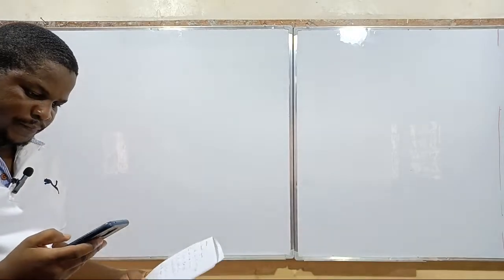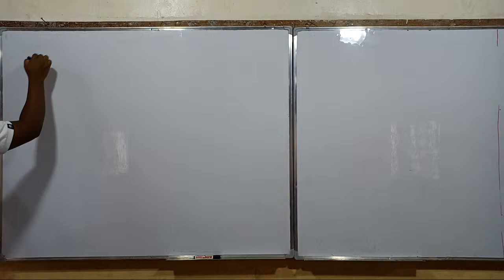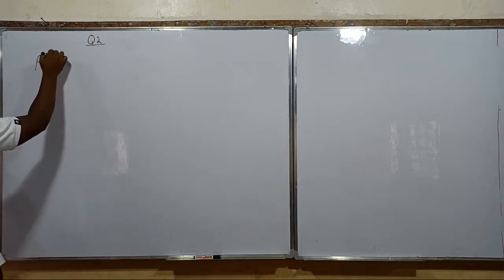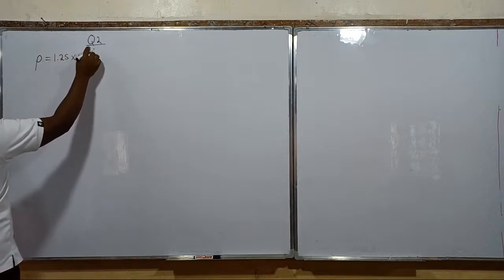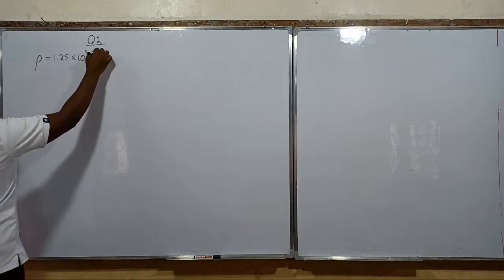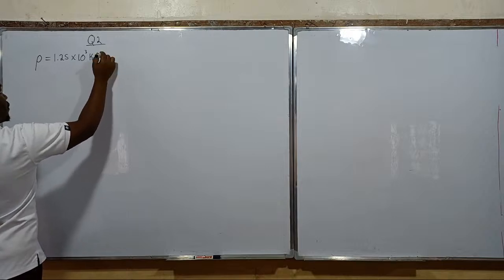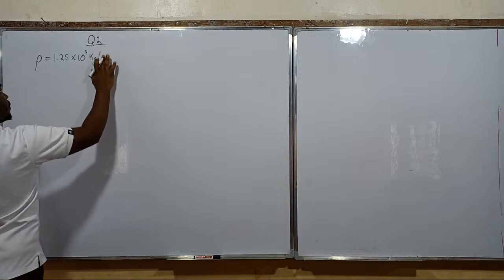Let's do question 2. Question 2 is very simple. Calculate the rate flow of glycerin of density. So we've been given density. So density rho, this is question 2. Density 1.25 times 10 to the power 3 kilograms per, we've been given in terms of seconds, okay? So density is supposed to be there.